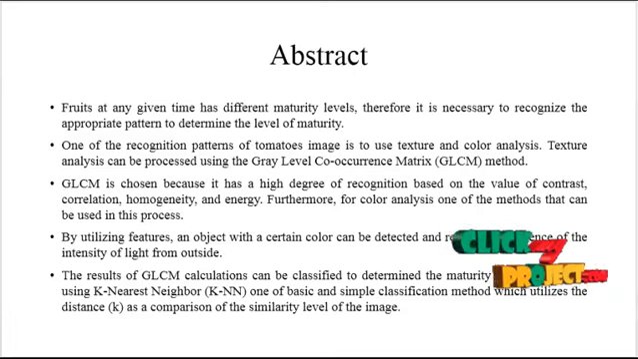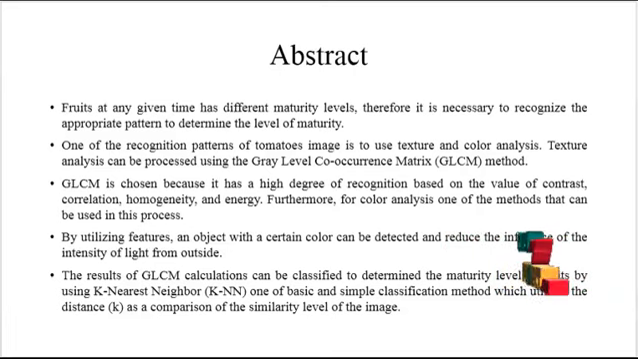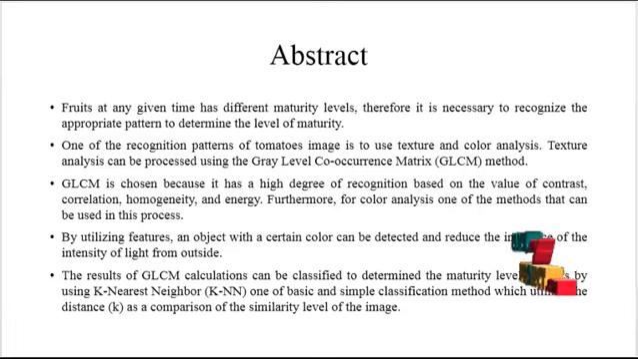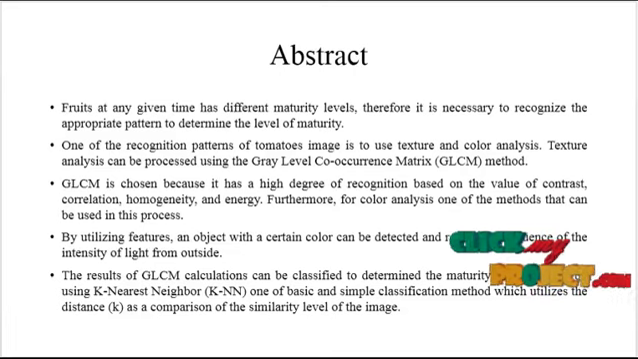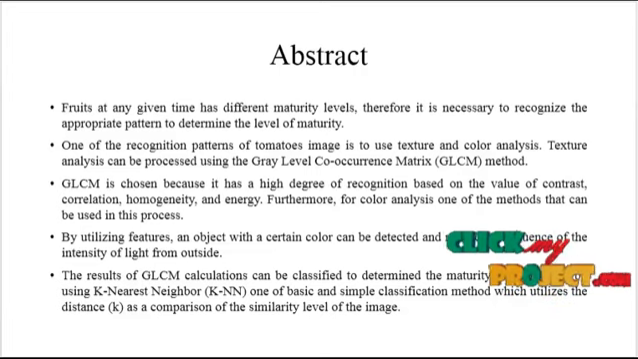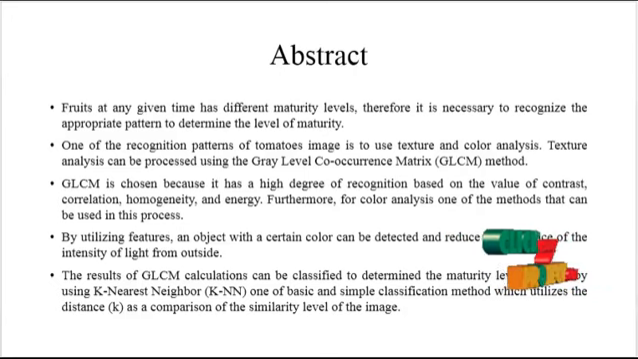The result of the GLCM calculations can be classified to determine the maturity level of fruits, whether the fruit has good quality or bad quality, whatever the fruit's quality may be. Hence, we have to detect the features by using the GLCM method. After applying the GLCM, we are going to apply K nearest neighbor classification to detect whether the quality of the fruit is good or bad.